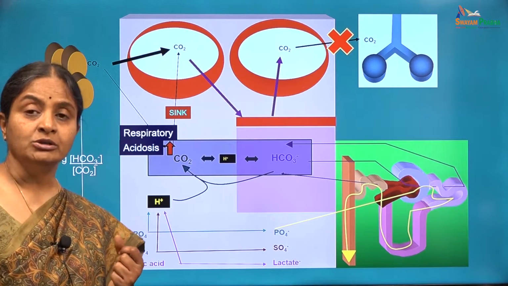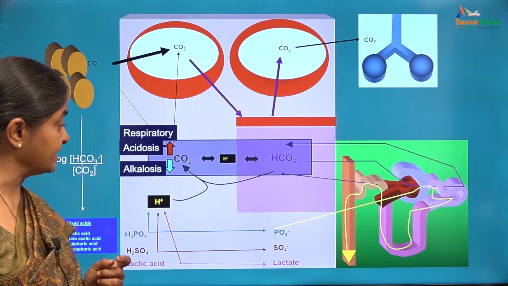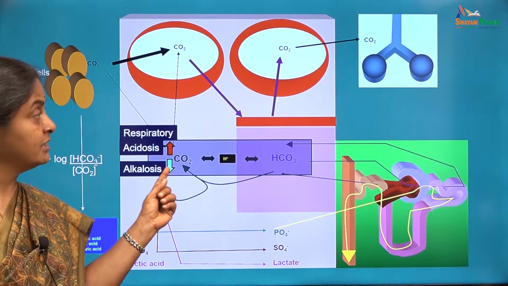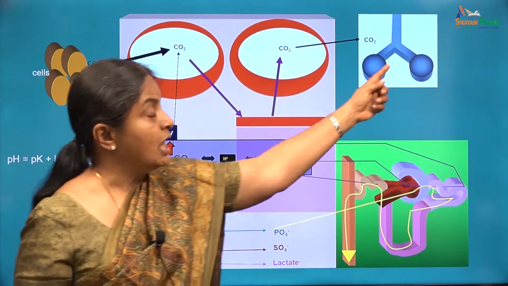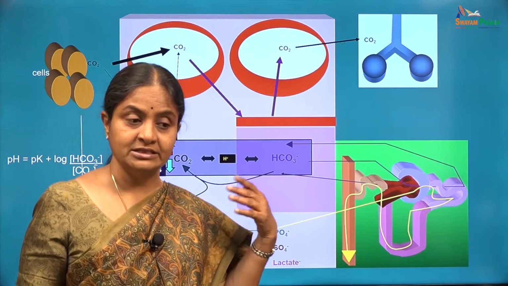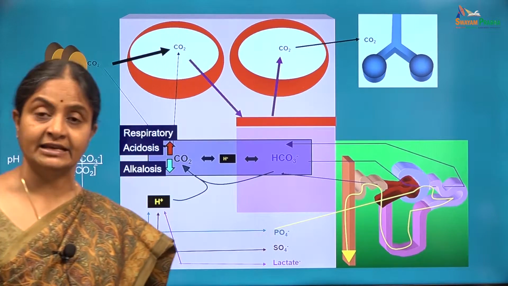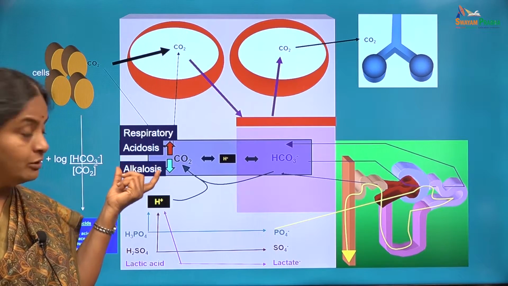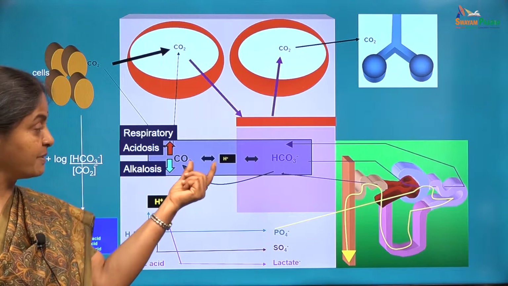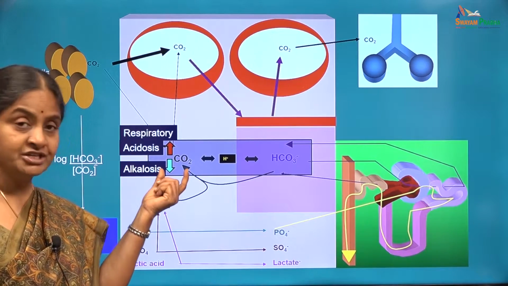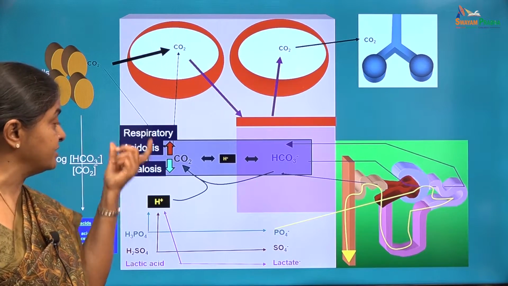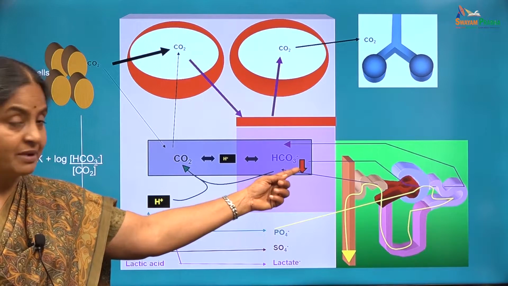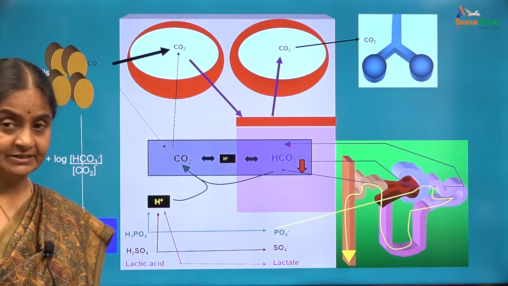The same holds good for a reduction in carbon dioxide in plasma. Any reduction in carbon dioxide in arterial blood is only due to hyperventilation in the lungs, where the lungs are blowing away more carbon dioxide than is formed in the tissues. And therefore, alkalosis or an increase in plasma pH due to a reduction in plasma carbon dioxide is termed respiratory alkalosis. We will now consider changes in plasma pH due to changes in bicarbonate.